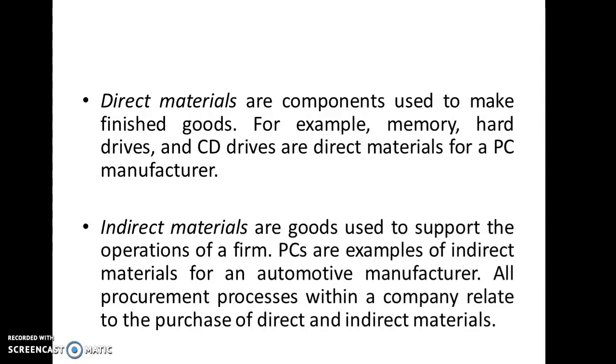Indirect materials are goods used to support the operation of a firm. For example, personal computers are indirect materials for an automobile or automotive manufacturer. All procurement processes within a company relate to the purchase of direct and indirect materials. That means direct materials are used in production of the finished good. Indirect materials are supporting the process or operations of a firm.